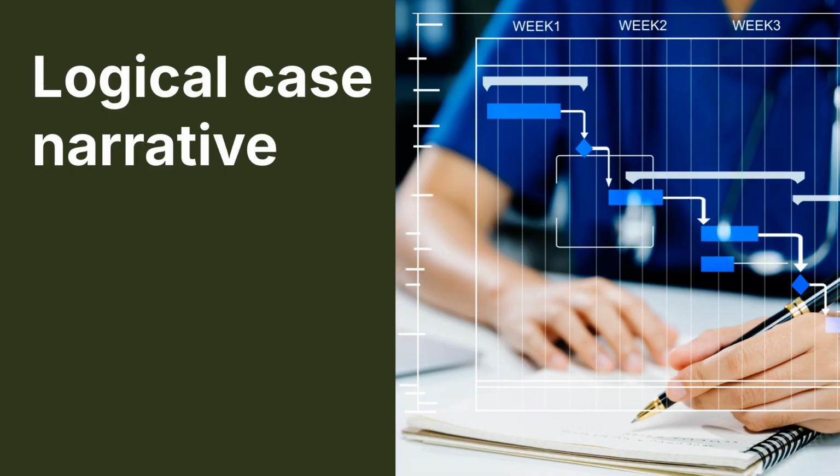A case narrative tells the story in a logical order, so a reader can follow it without opening the safety database. A workable structure is patient description, relevant history, suspect therapy with dates and doses, event onset, treatment given, outcome and assessment. It should use only factual information from the reporter and avoid speculation or promotional wording.